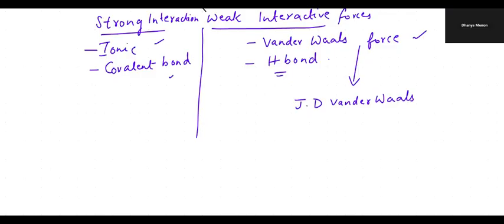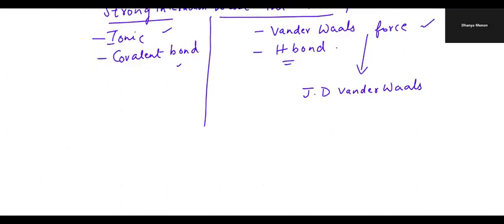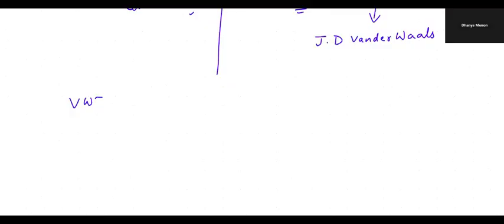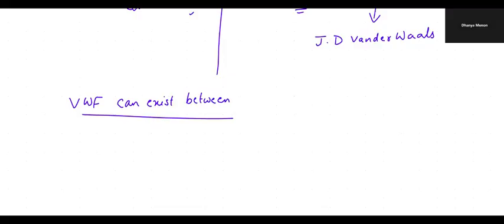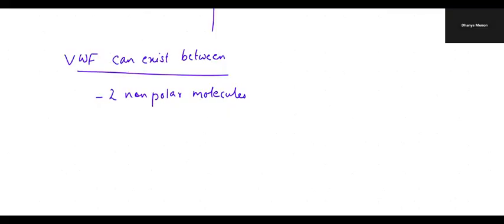Now, van der Waals forces, I'm just writing the short form, can exist between two non-polar molecules. You know what non-polar molecules are now. Polar means those that have a dipole moment. My last video was about dipole moment. So those that have a dipole moment, they are polar. Those whose dipole moment is zero, they are non-polar.